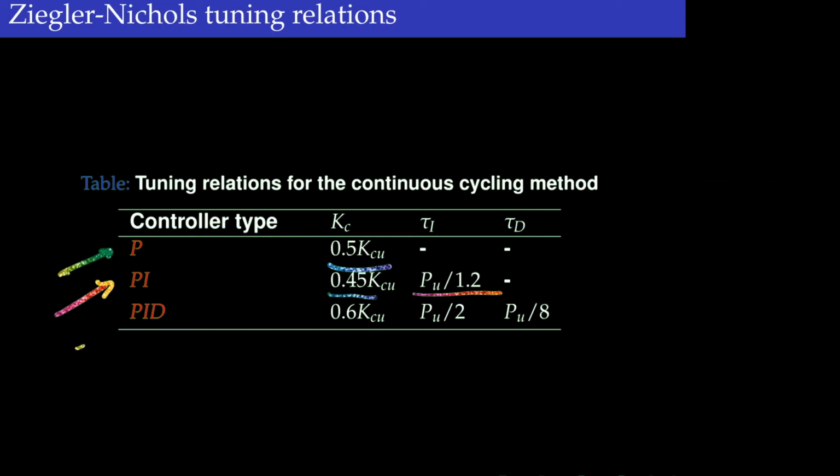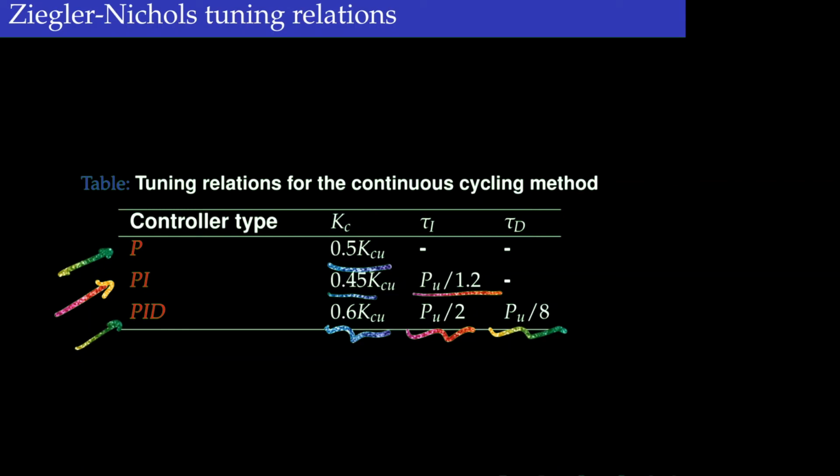Now if you choose a PID controller, in that case the proportional gain is 0.6 Kcu, the tau I is half of the ultimate period, and the derivative action is 1/8 of the ultimate period. Okay. Now these values 0.5, 0.45, 0.6 have some heuristics behind them, simply because they may give the best response based on experience and many implementations.